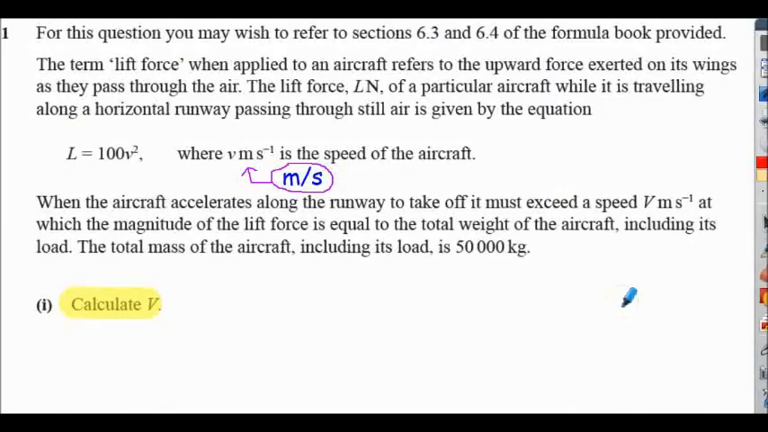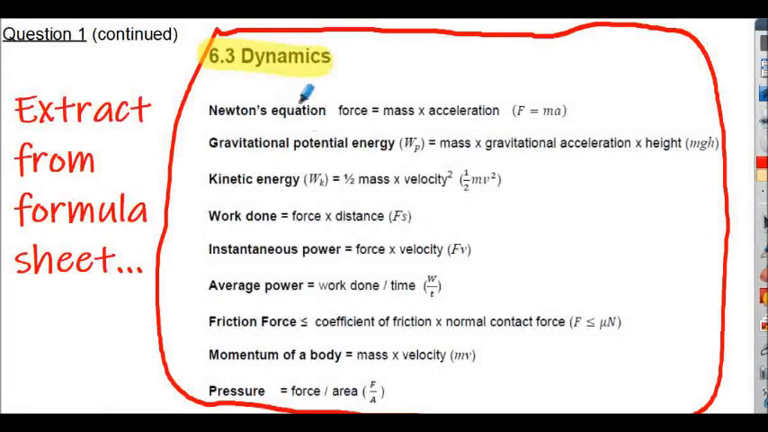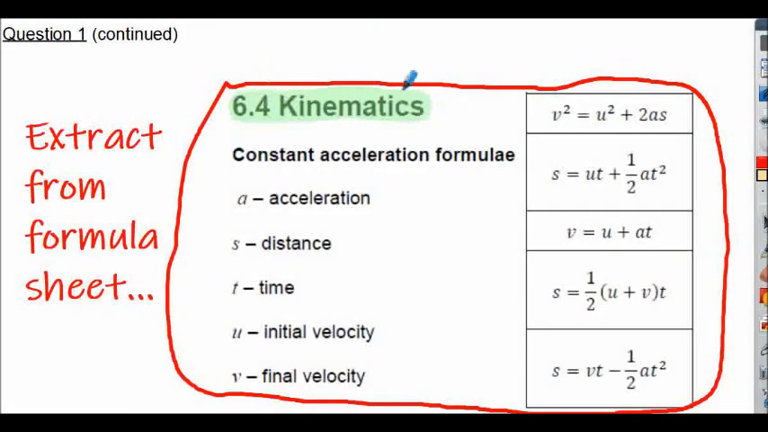So here's question 1. I'm going to let you read all the questions and review all the solutions at your own pace. Just note this first question does relate to the formula booklet, sections 6.3 and 6.4. Here's an extract of 6.3. Essentially you will need Newton's first law of motion within the solution for question 1. And here's section 6.4 extracted from the formula sheet. And you will need the equations of motion shown here in the right hand table. Sometimes they're referred to as the SUVAT equations.